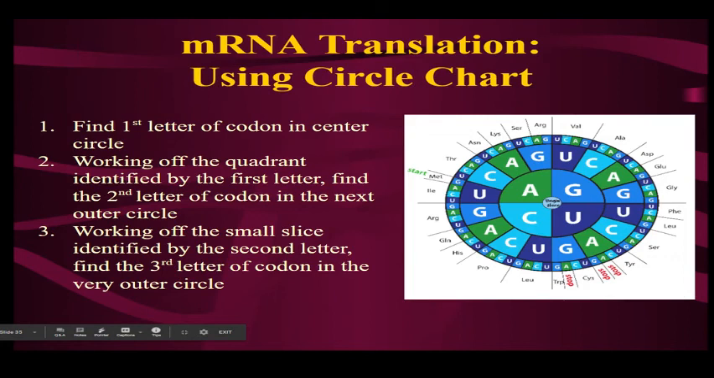The other option for mRNA translation is using the circle chart. For this one, we find the first letter of the codon in the center of the circle. Working off the quadrant identified by that first letter, we'll then find the second letter in the next outer ring. And then working off the small slice that was identified by the second letter, we'll find the third letter in the outer ring. And then that will give us the name of the amino acid.